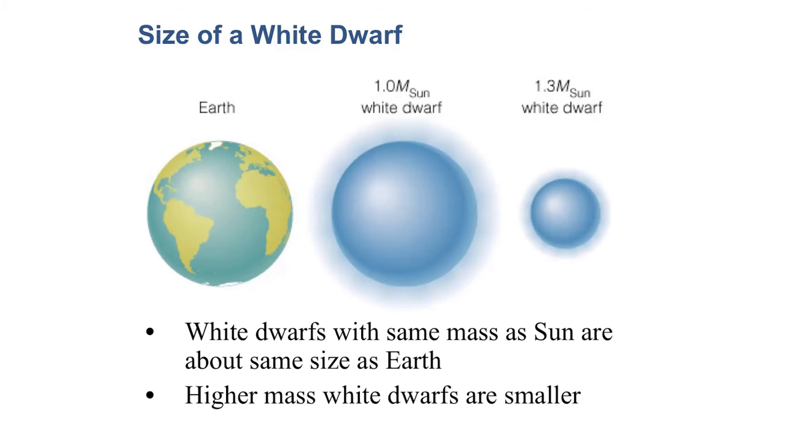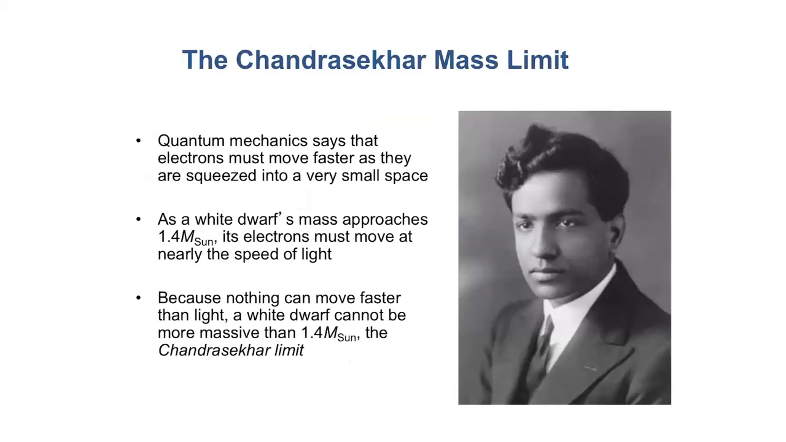And so the density goes way up as you make a white dwarf much more massive. So that's just an interesting factoid about the structure of a white dwarf, that they get smaller when you make them more massive. Now, we've already talked about this at some level.